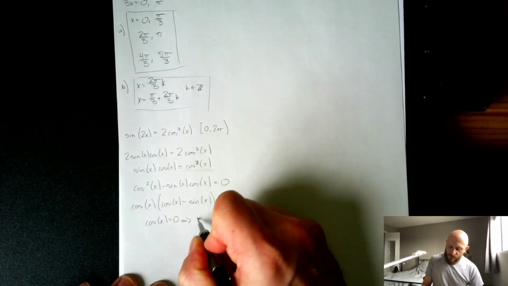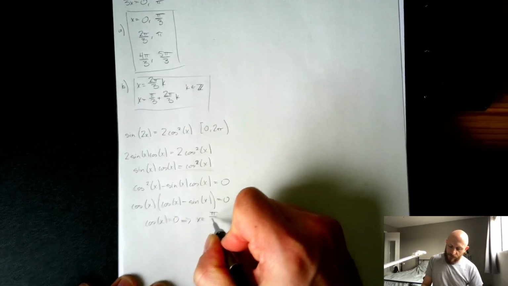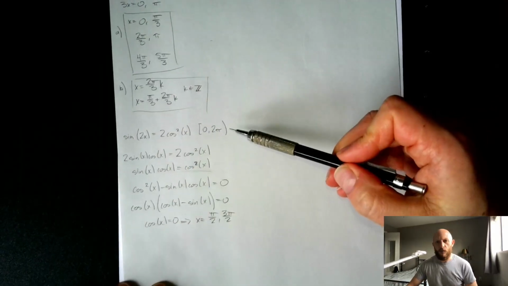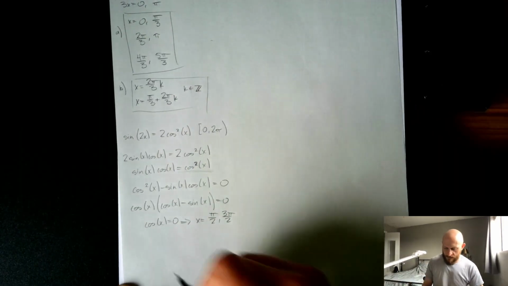Where is cosine of x equal to 0? Well, that's when x is pi over 2, 3 pi over 2, at least on one trip around the sun.